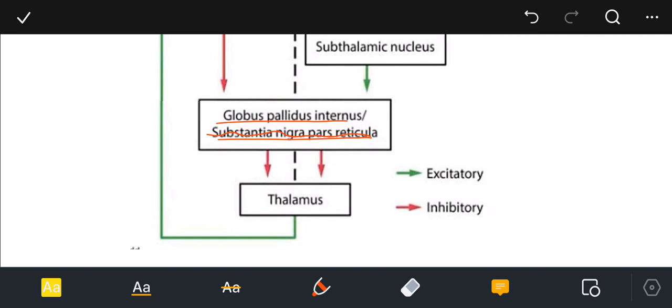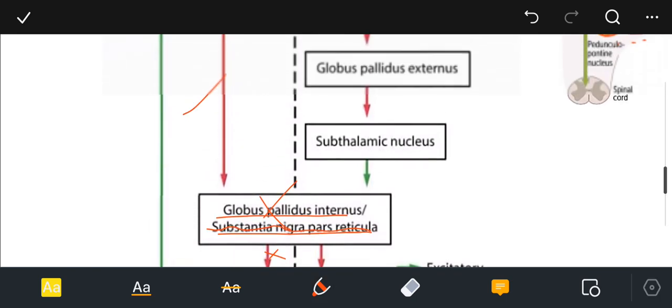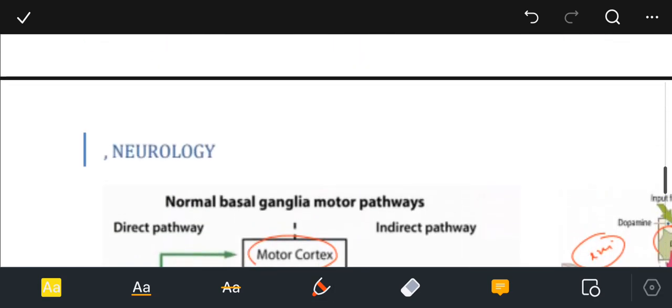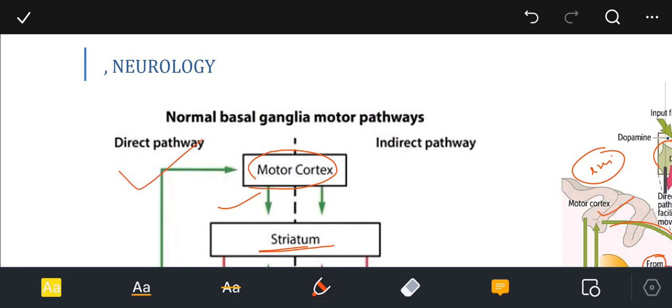The globus pallidus internus, which is now inhibited, will not be able to inhibit the thalamus, and the thalamus, which was sending excitatory signal to the cortex, will send signals, and the motor cortex will be stimulated by the thalamus.